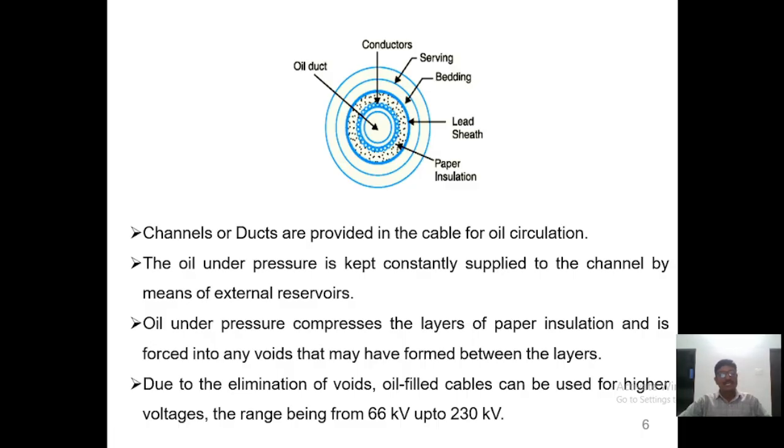Oil under pressure compresses the layer of paper insulation and is forced into any voids that may have formed between the layers. Due to the elimination of voids, oil-filled cables can be used for higher voltages, the range being from 66 kV up to 230 kV. Above 66 kV, we are using the oil-filled cable.